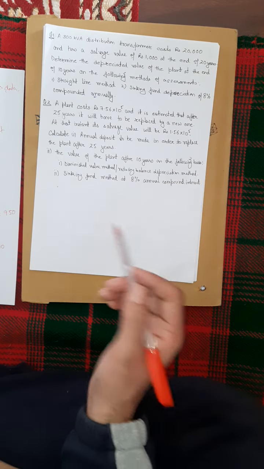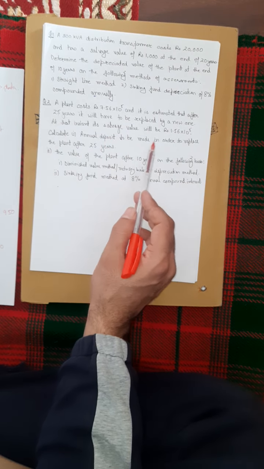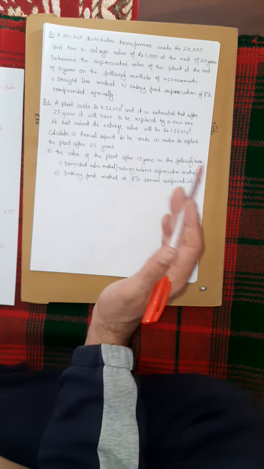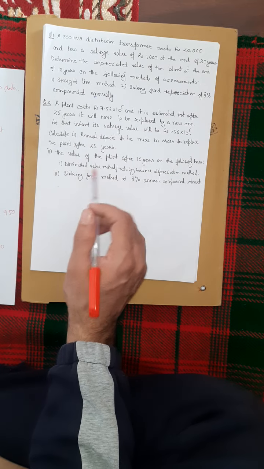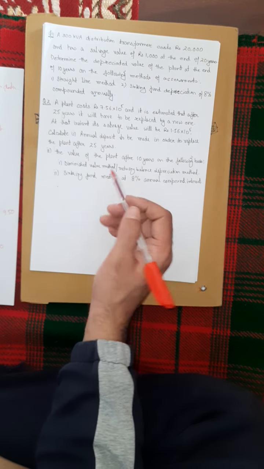So what is asked in the question? In the question we are told to calculate, number one, the annual deposit to be made in order to replace the plant after 25 years. Meaning, how much depreciation will you deposit every year, so that you can replace the plant after 25 years.